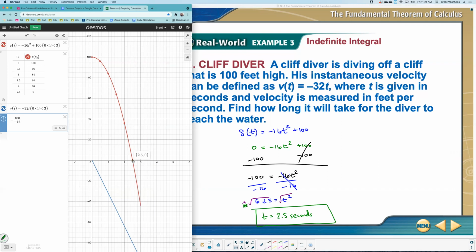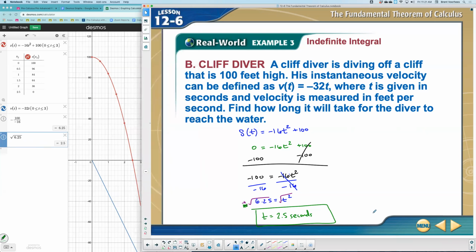I'll just click here on the calculator to make sure. Yeah, 2.5 seconds. So that is correct. That's what it shows here. If you don't believe me, the square root of 6.25 is 2.5. So yep, that was the correct answer there.